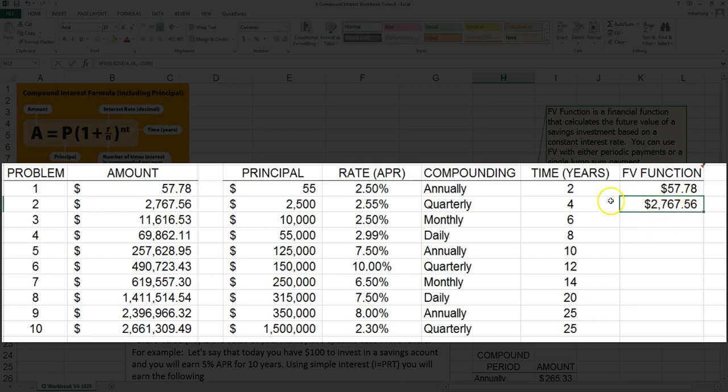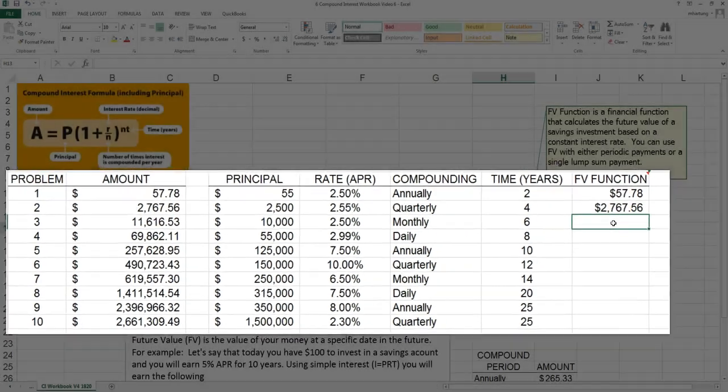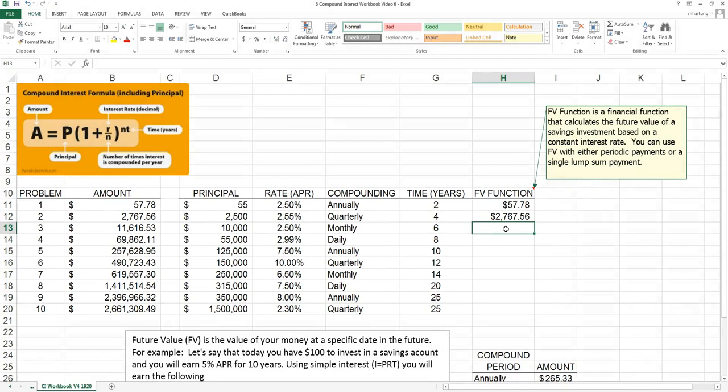Check our answer, 2767 and 56 cents, and it has worked correctly. So for the remainder of this video, go ahead and complete the rest of these, have me come by and take a look, and that will conclude Compound Interest Workbook Video 6, and be sure to save your workbook as Video 6.